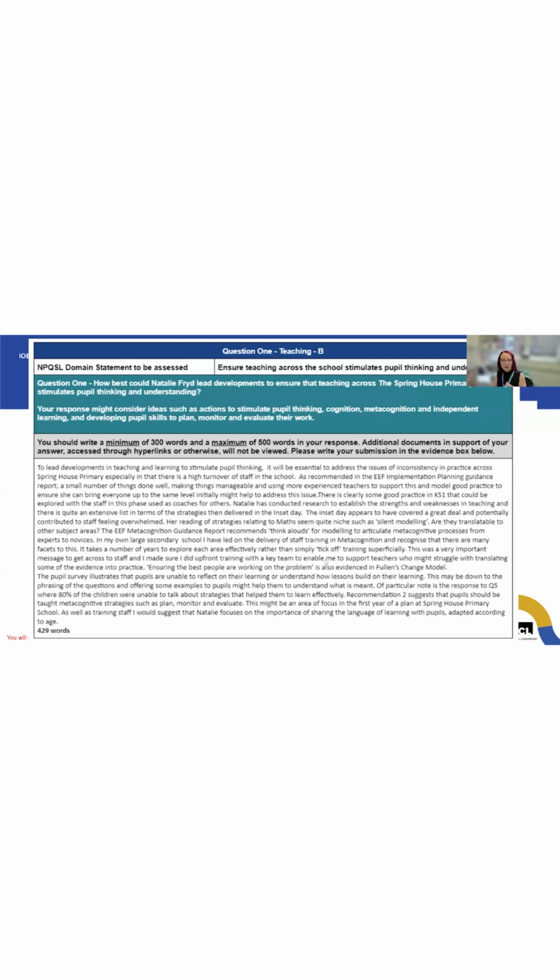And then down here, another example of learning from the course is about Fullan's change model. And then we've got examples down here going back to the case study, again referring to data like 80% of the children weren't able to talk about strategies that help them. This participant has then pulled out recommendation 2 specifically of the metacognition guidance report to help respond to that. So you can see this is a much better answer where everything's really woven in. Okay, so that's the kind of thing that you're aiming for.